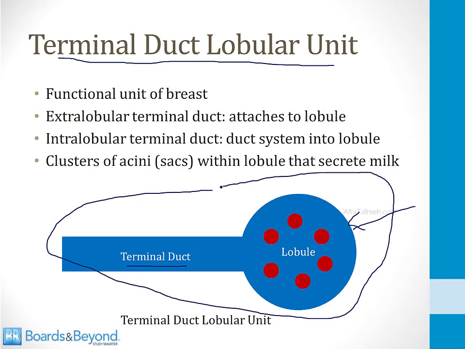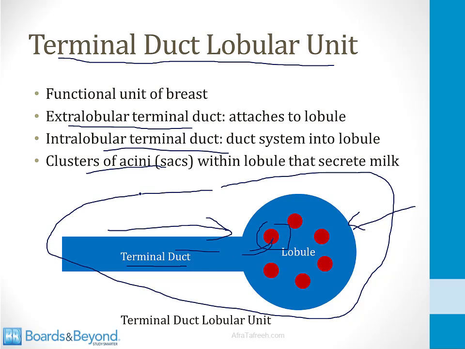You can break down this unit into a couple of different structures. The extralobular terminal duct is this portion of the duct here that's outside the lobule. That's why it's called extralobular. Within the lobule, there is a branching system of intralobular terminal ducts that connect to each of these little clusters of epithelial cells shown as red dots, which are called acini. So what you've got is these clusters of sacs, these acini, which are making milk. It's going into the branching intralobular terminal duct system and then into the terminal duct for each lobule. And this entire structure is called a terminal duct lobular unit.